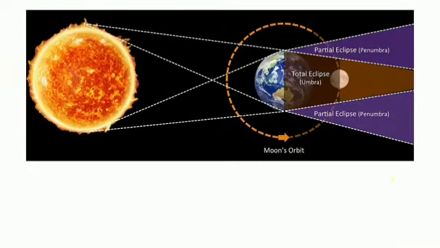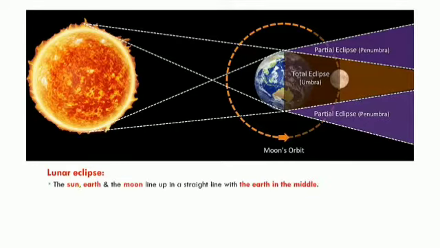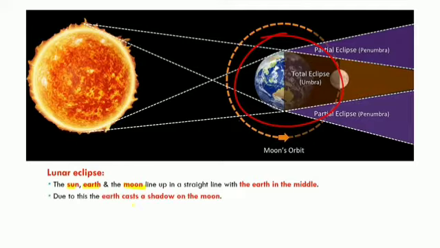Next, we will move on to the lunar eclipse. When we see the lunar eclipse, as you can see in the picture itself, the sun, the earth and the moon line up in a straight line with the earth in the center. And due to this, the earth casts a shadow on the moon. So you can see here the earth is casting a shadow on the moon.